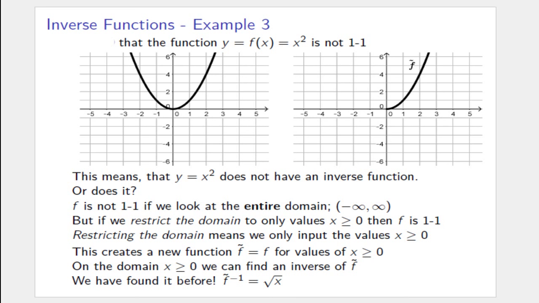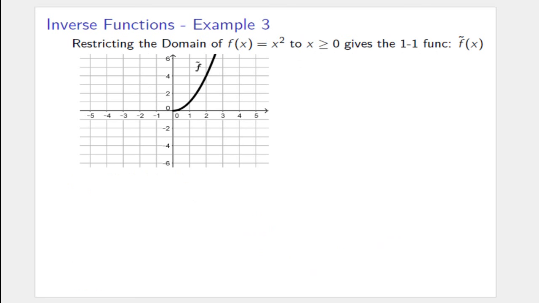And we found it before. The inverse is the square root of x. So restricting the domain of f of x equals x squared to x bigger than or equal to 0 gives the one-to-one function f tilde of x. And f tilde has an inverse, the square root of x. Now, let's make some observations about this.